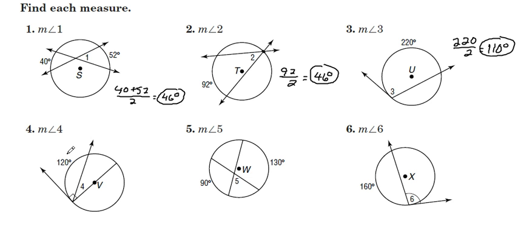Okay, number 4. We have 90 degrees here. We're trying to find the measure of angle 4. This intercepted arc right here, given this tangent and this secant, we know this would be half of 120, so this is 60. It has to add up to 90, so the measure of angle 4 is 30 degrees.